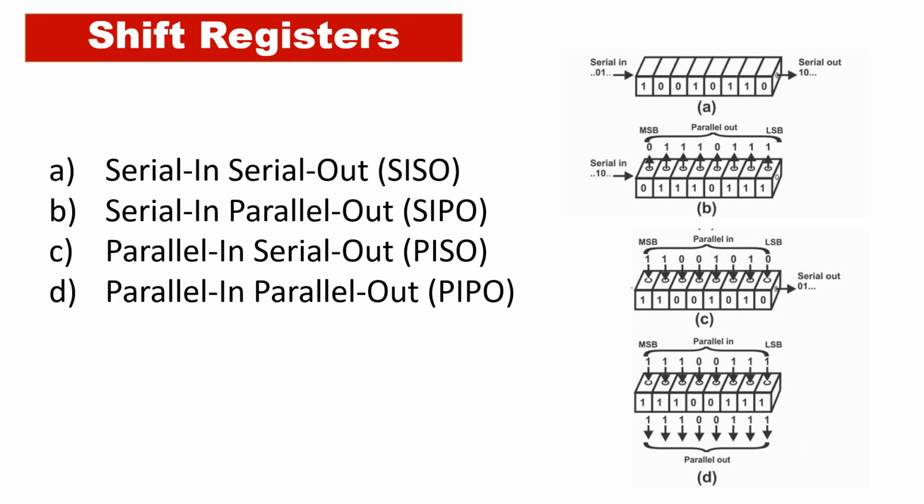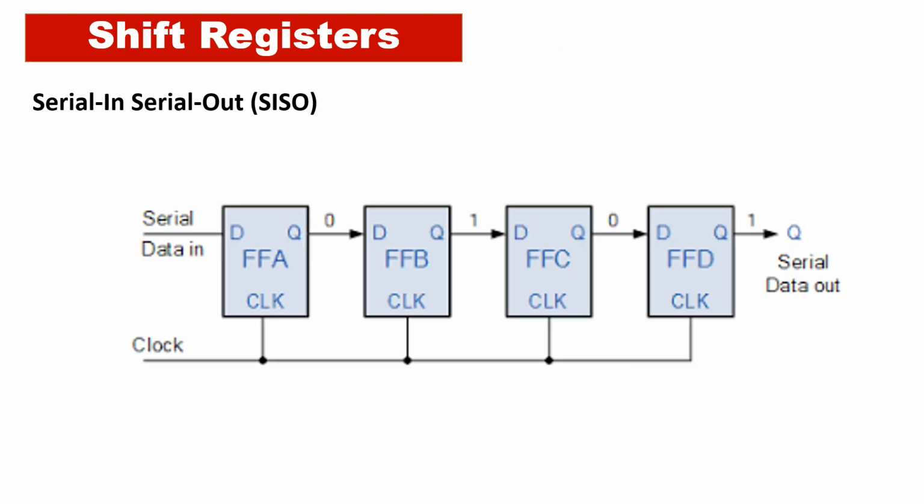A serial in, serial out shift register is a type of shift register where data is input and output one bit at a time in a serial fashion. It is commonly used for data storage, data transfer, and digital signal processing in various electronic applications.